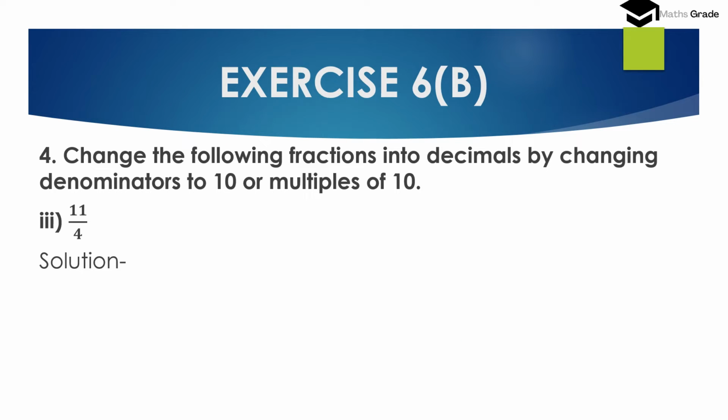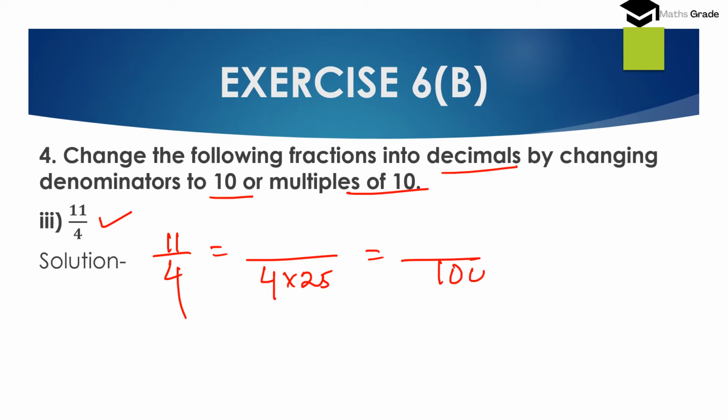Now question number third bit, 11 divided by 4. Here 11 is in the numerator and 4 is in the denominator. Now we have to convert this fraction 11 divided by 4 into decimal by changing the denominator to 10 or the multiples of 10. In the denominator 4, if we multiply 4 with 25, we will get 100. So we have to multiply the numerator 11 with the same number 25.